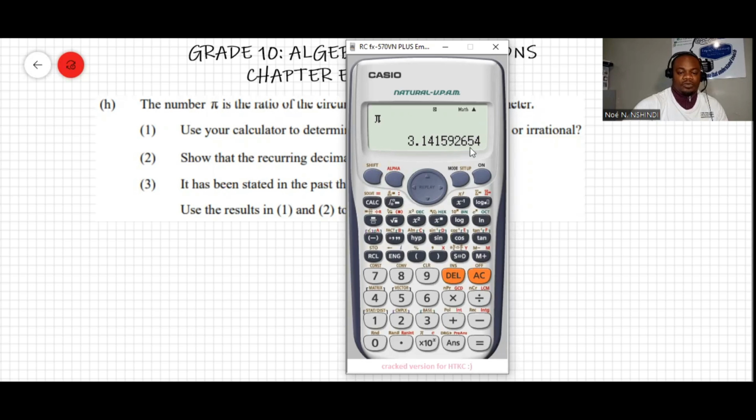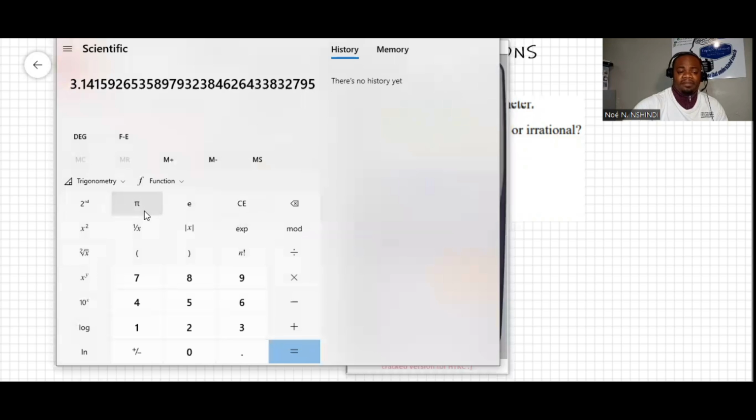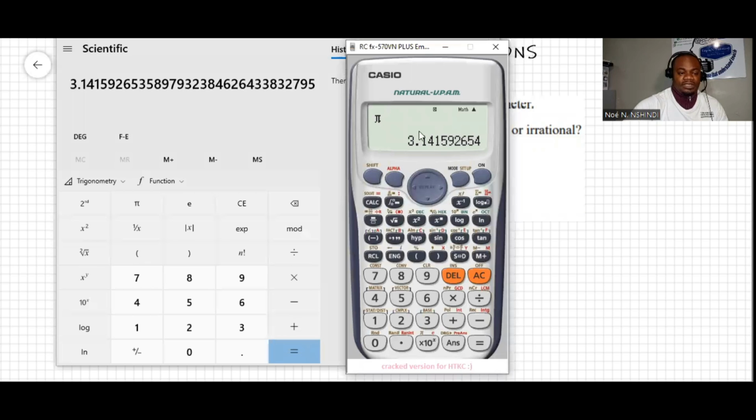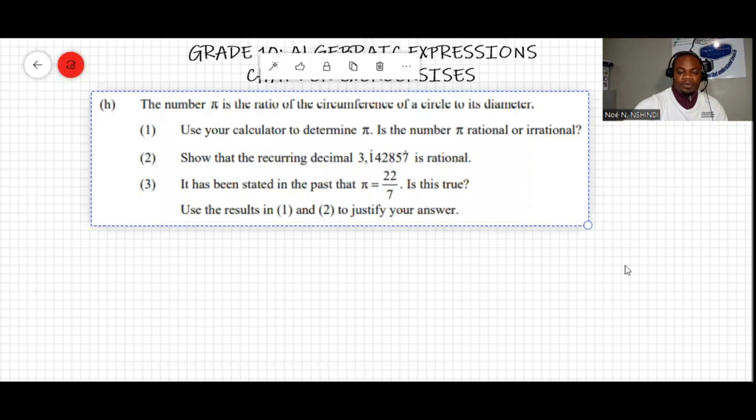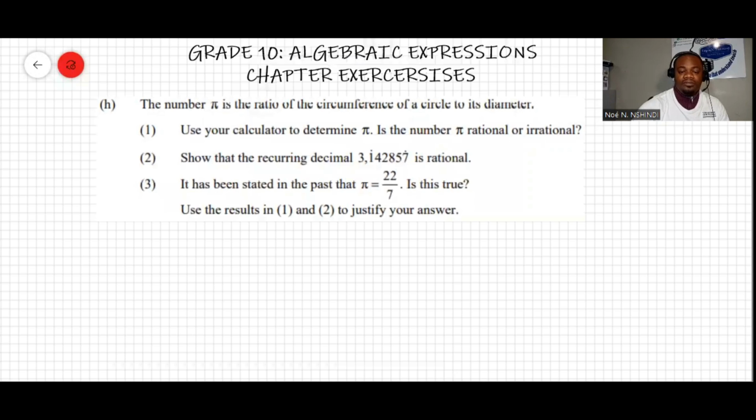And then to make sure, we can go and see that on a larger screen. If I hit pi here, you can see it has even more digits than before. Here it stopped, and then you see there are more digits, and the digits keep on increasing indefinitely, and there is no pattern. We cannot notice any pattern over here. So because of that, we can say that pi is not rational, but it is irrational.